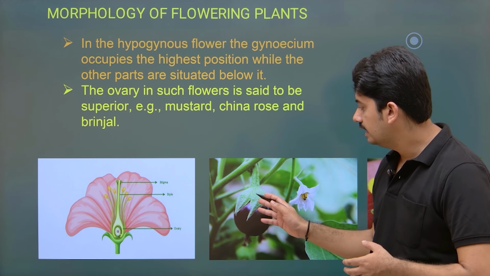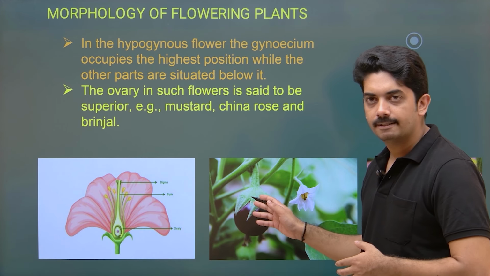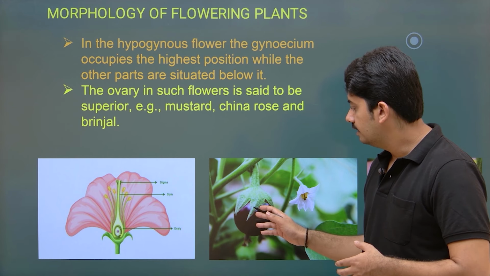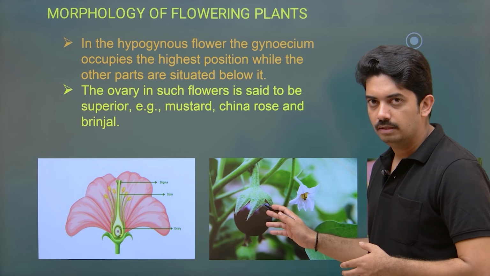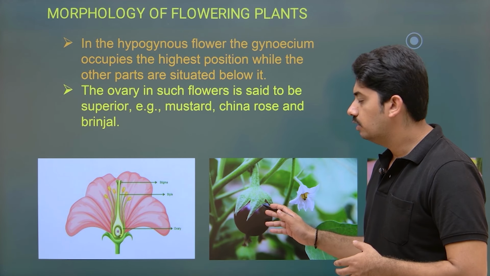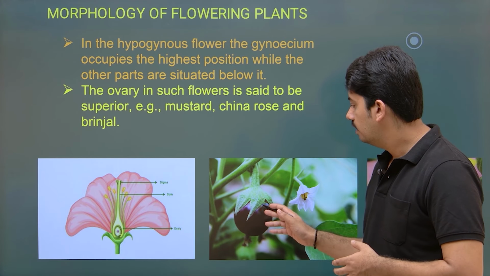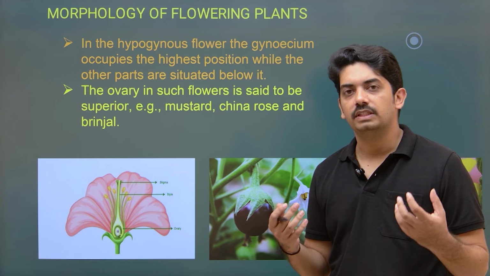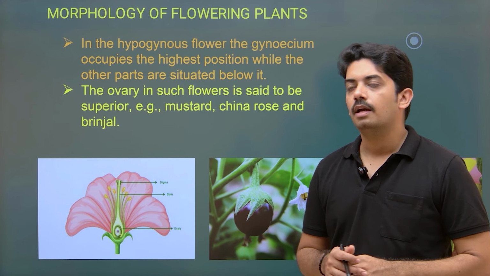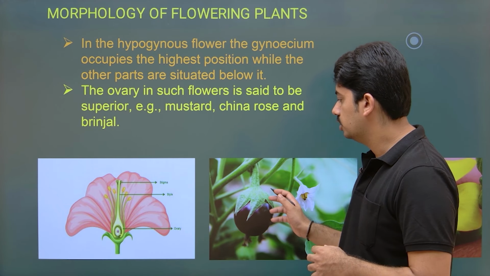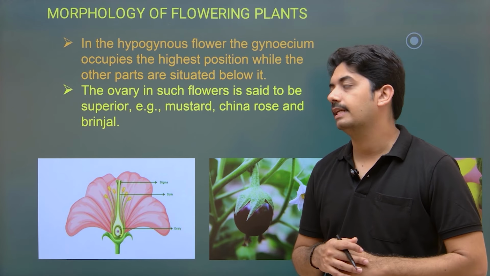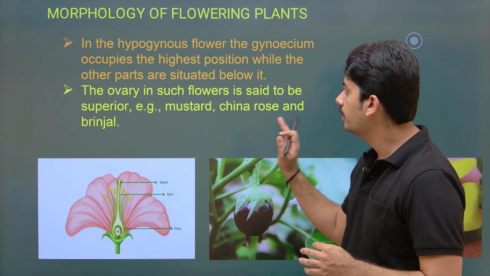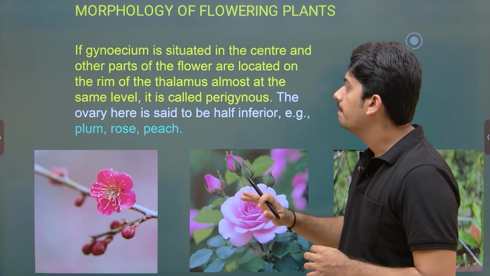Here you can clearly see the persistent calyx, and this is the fruit, actually the brinjal fruit, which is developed from the fertilized ovary. Usually the calyx withers off after fertilization, but here it keeps growing along with the fruit, so it is called persistent calyx. This is about the hypogynous ovary.